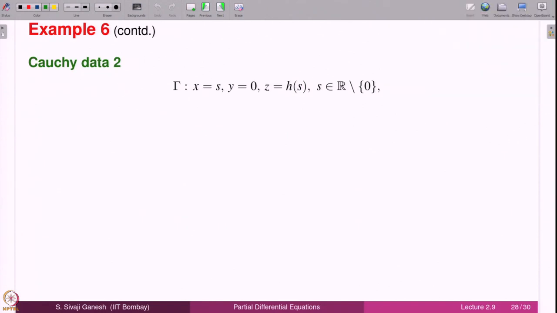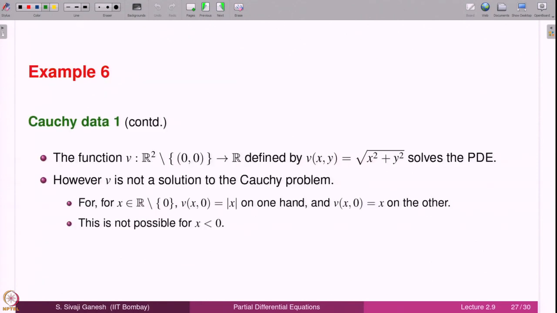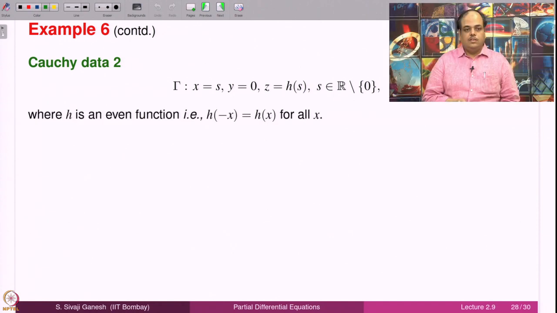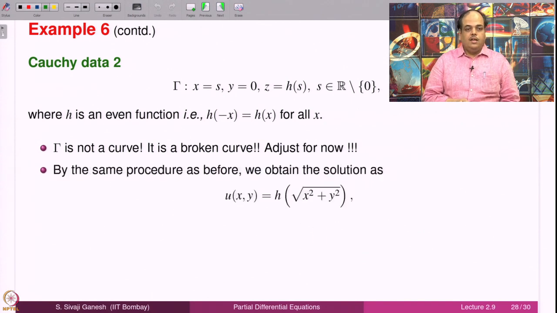Okay. Cauchy data 2: here we look at x equal to s, y equal to 0, z equal to h(s). It is like a correction for the previous thing. Here mod x is an even function and the given data is not an even function, that is why there is a problem. So, now I am going to change it to an even function h(s), where h is an even function. Still the same problem, but again adjust. Same procedure as above, we get u(x, y) equal to a function h of root x square plus y square.